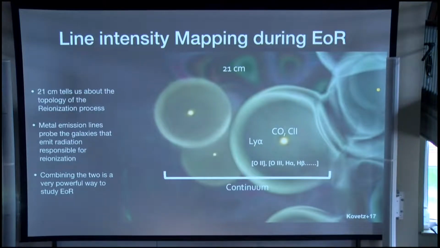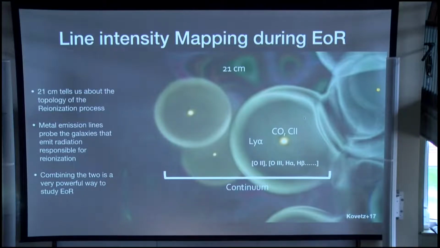So why is line intensity mapping powerful in the epoch of reionization? Well, you can do 21 centimeter intensity mapping, and that's what telescopes like HERA and SKA are doing. HERA is currently doing it, SKA plans to do it. So basically the distribution of the neutral gas during the reionization process will be measured by 21 centimeter intensity mapping experiments. And then if you look at emission lines from galaxies themselves, like CO, it will tell you something about how the molecular gas is distributed.